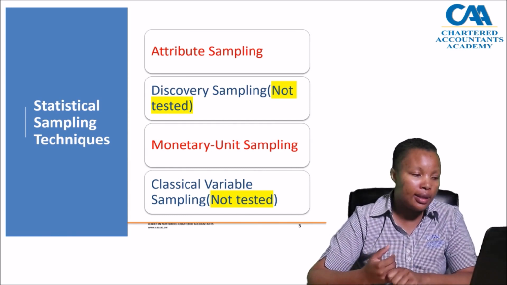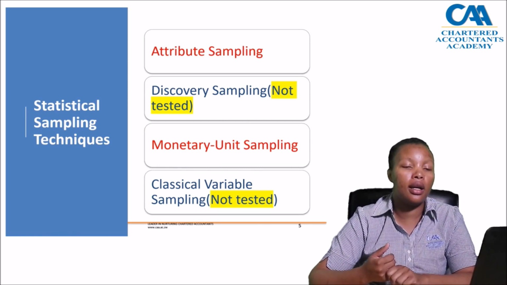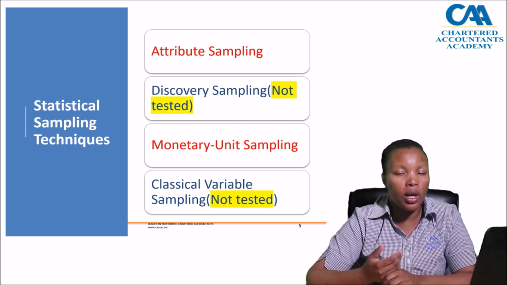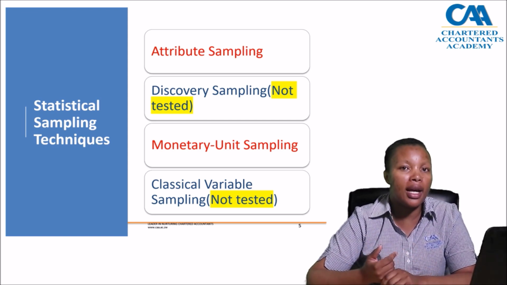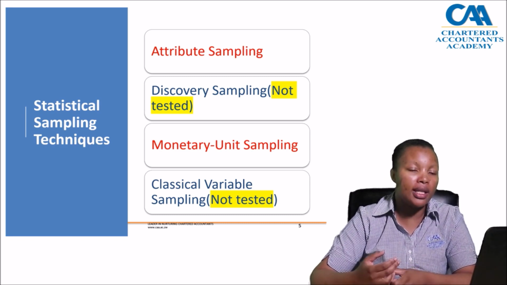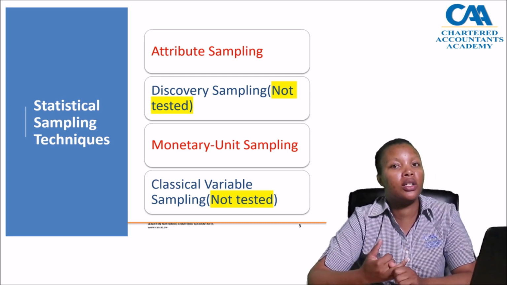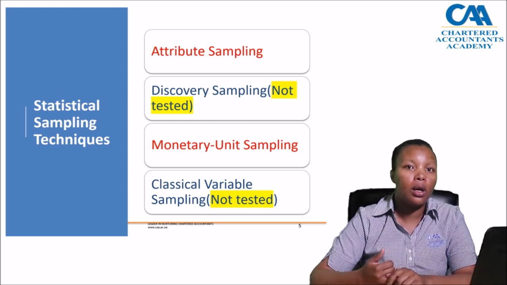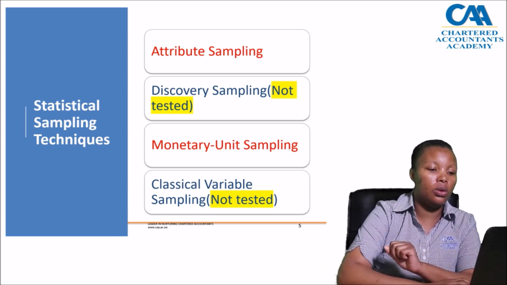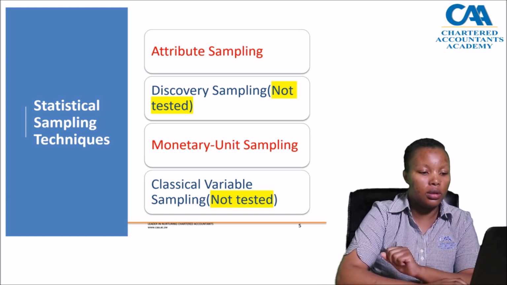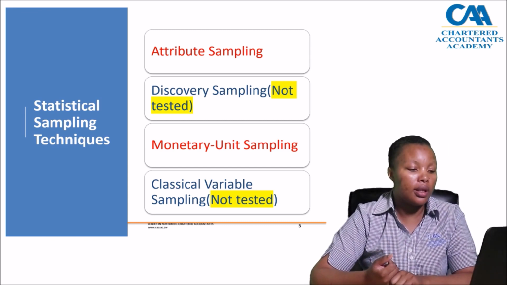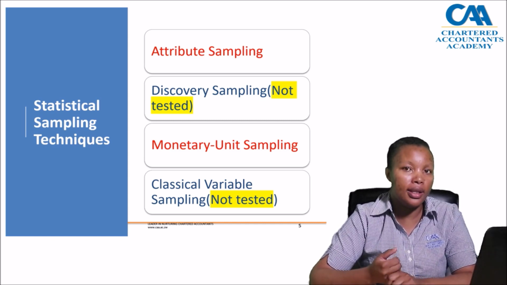We've got statistical sampling techniques, about 4 of them. But within the 4 that you're seeing on your slide, only 2 of them are relevant for your CTA and only 2 of them are going to be tested, which is your attribute sampling and your monetary unit sampling techniques. Your discovery sampling is not tested, as well as your classical variable sampling. That is also not going to be tested.